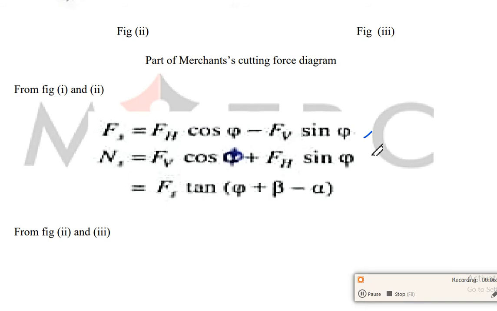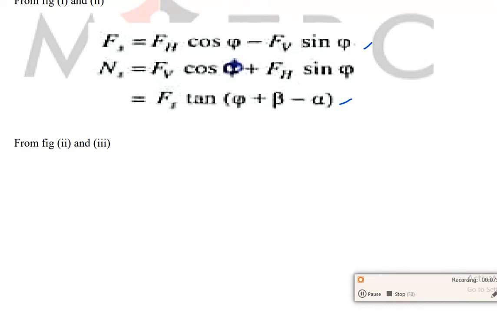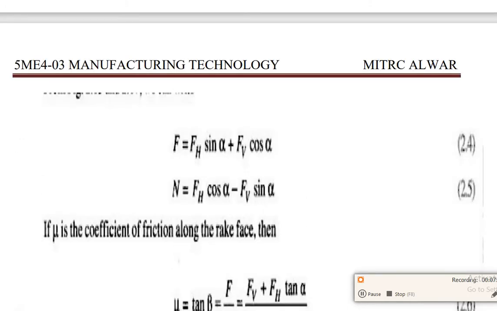Further, if you resolve the force normal to the shear plane and rearrange the terms, we get the equation Ns equals Fs tan(phi plus beta minus alpha). This is the equation for the normal force to the shear plane. Now, observing equations two and three from the figure, we get the equations for the friction: F equals Fh sin alpha plus Fb cos alpha, and N equals Fh cos alpha minus Fb sin alpha. These are the forces, including the frictional force along the rake face.